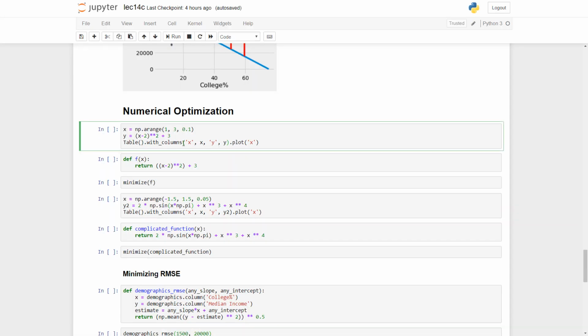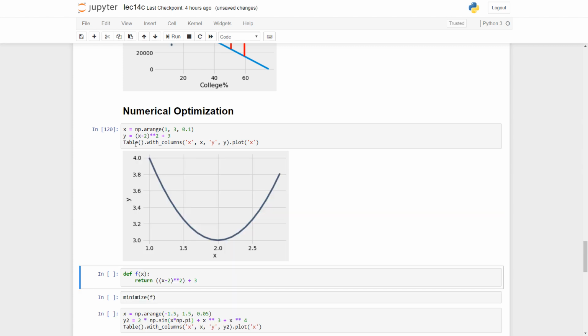So let's apply that on a general function first. Let's say that I have a function y equals (x minus 2) squared plus 3, and I want to minimize that function. I want to get the value of x that will give us the minimum value of y. Let's plot that function. We'll see this is a quadratic function, of course, and we will see that the value of x that will give us the minimum value of y is 2. So the minimum value of that function is this value, and the value of x that gives us that minimum value is 2.